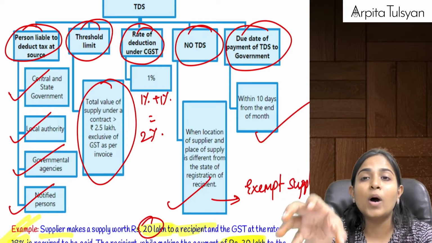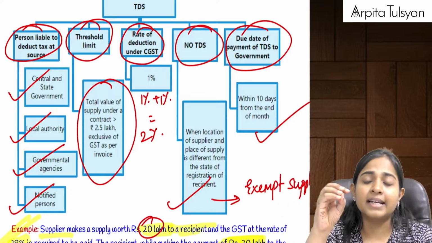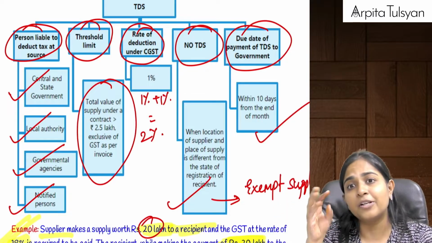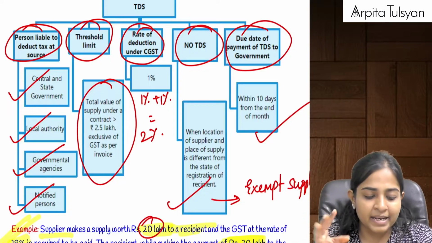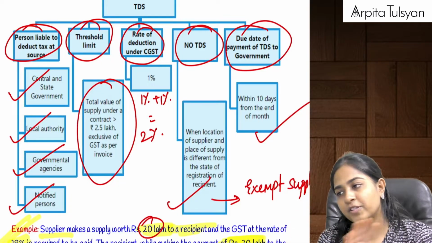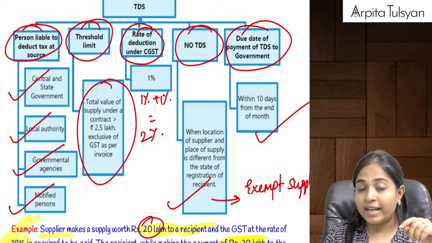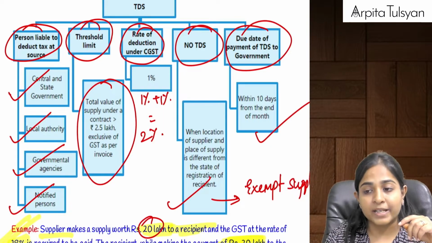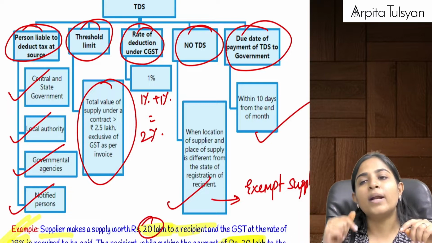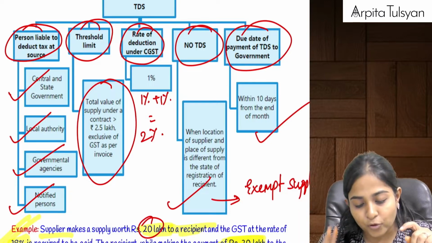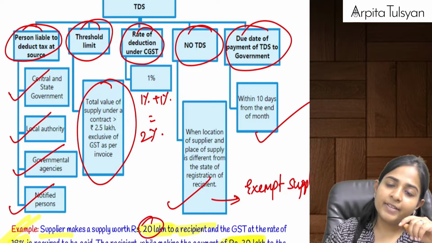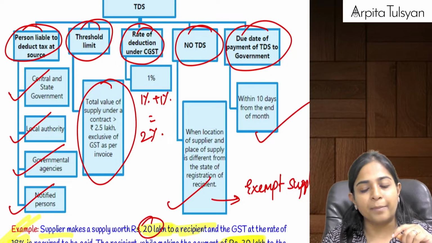you are the recipient, I am providing taxable goods or services, and you are that recipient: central government, state government, department, establishment, government agencies, PSUs, local authority, notified persons, then when you are making the payment to me, provided the contract value exceeds rupees 2,50,000 excluding GST and cess, then you are required to deduct TDS at the rate of 2% and pay it to the government within a time period of 10 days from the end of the month, right?